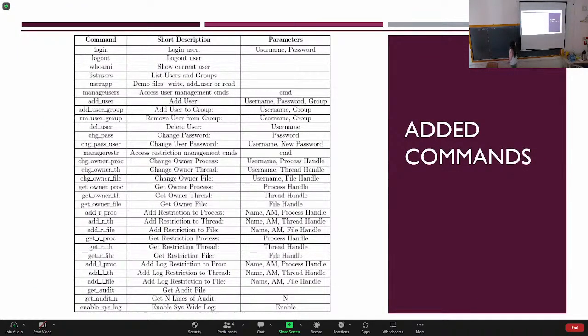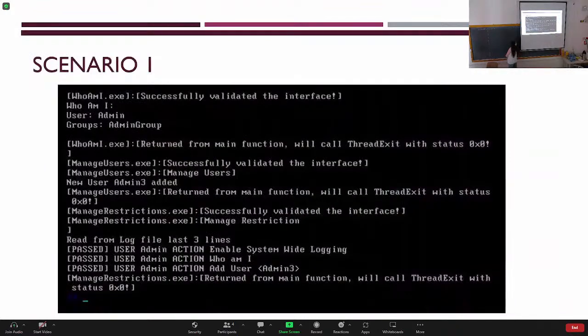For the results, this is the table of the commands that I made for the project. They mainly deal with user management and restriction and logging management. For one example, here we have the admin, which is an administrator, logged in, and it will add the user admin tray using the add user command, and then it will read the last 3 lines from the audit file, which are here. So we can see that it logged the action that was previously performed.